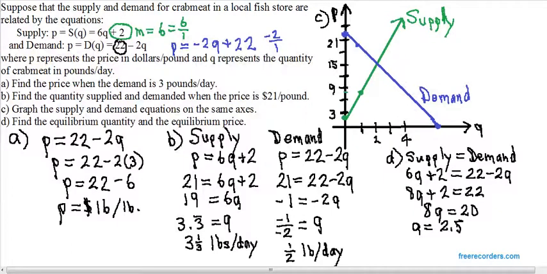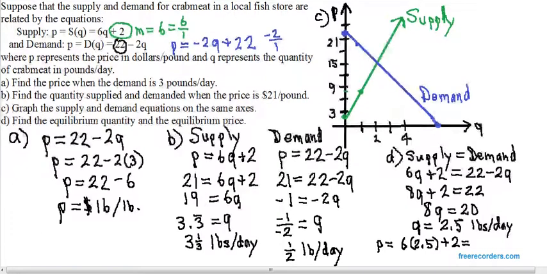This is a value of Q. Remember, they told us that quantity had a unit of pounds per day. So that is our equilibrium quantity. How do you find the equilibrium price? Well, you can use either equation. It makes no difference. I'm going to use the 6Q plus 2, and where I used to have the Q, I'm going to plug in 2.5.